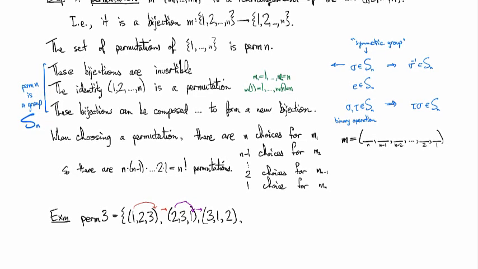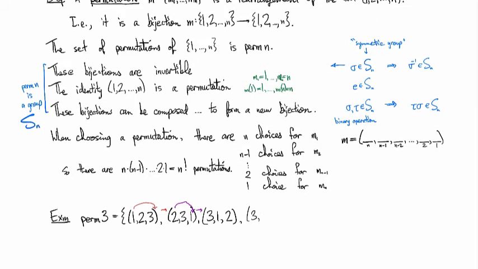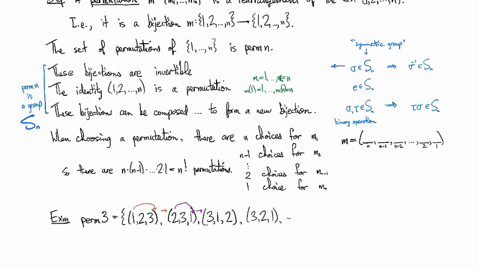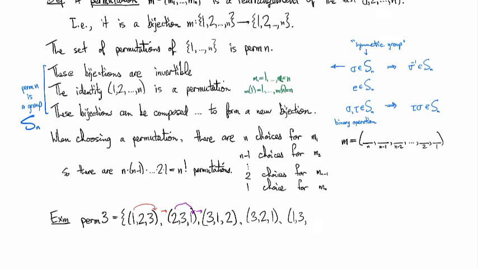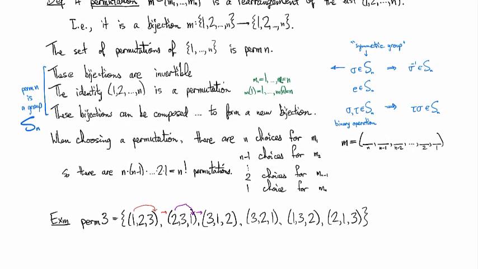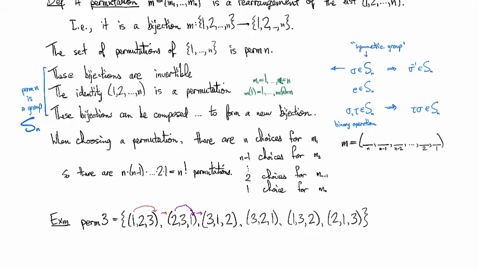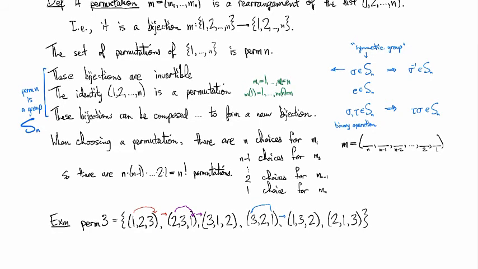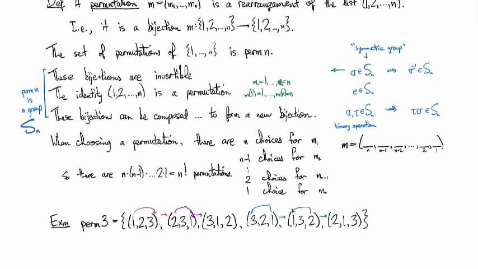But then there are other ones that you can't get by cycling. So 3, 2, 1, and 1, 3, 2, and 2, 1, 3. Okay, and you'll notice actually that you get these ones by cycling them. Let's do it the other way around. If you take 1 and you put it up at the beginning, then you go to this one. And then if you take 2 and put it up at the beginning, then you get to this one.